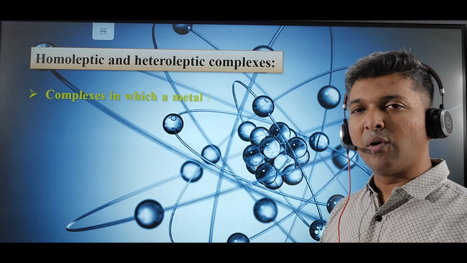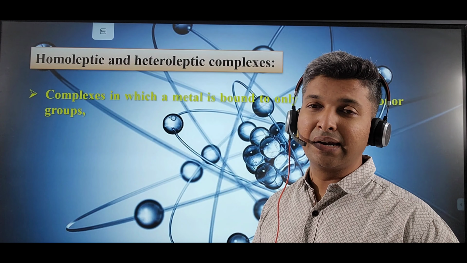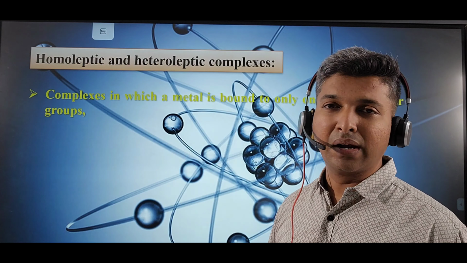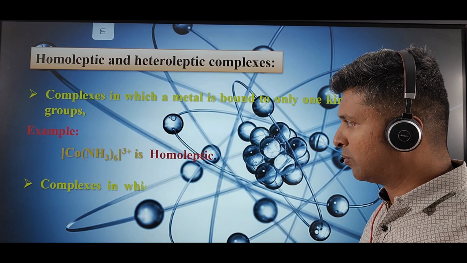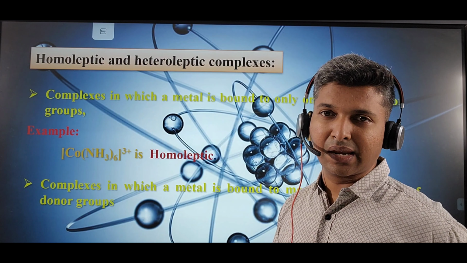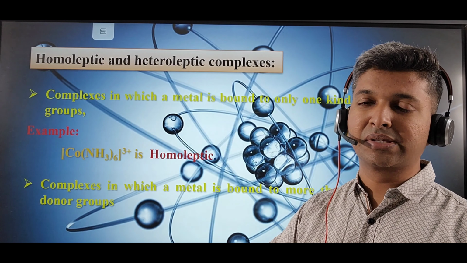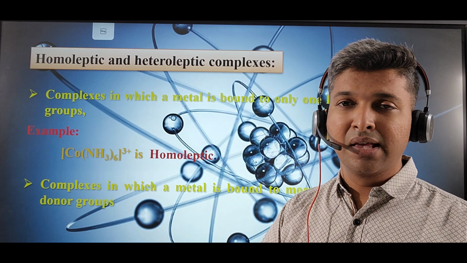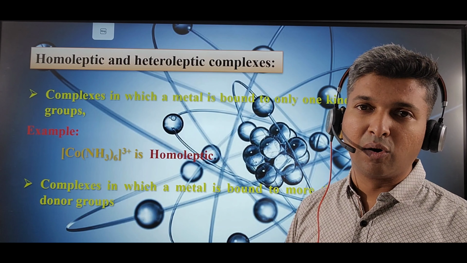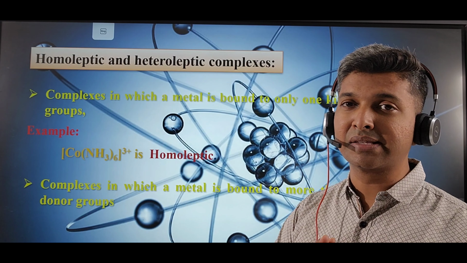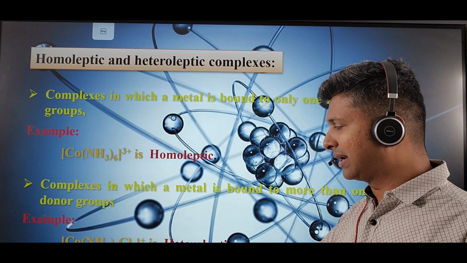Now, if all ligands are of the same kind, we call them homoleptic. And if there are different kinds of ligands attached, we call it heteroleptic. Have a look at this and try understanding what is homoleptic. See, all are NH3, all 6 are NH3. Like in the last video, we saw the example of K4[Fe(CN)6]. So CN6 is again 6 ligands of cyanide attached to Fe. So that is again a homoleptic complex because the ligands are of the same kind.